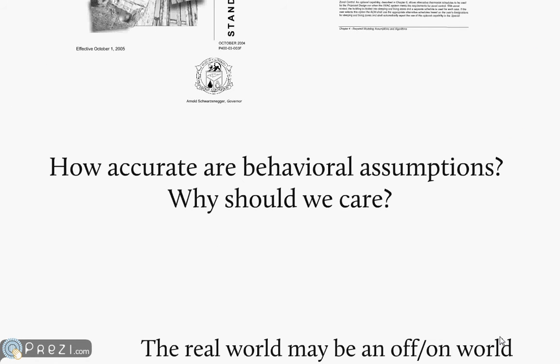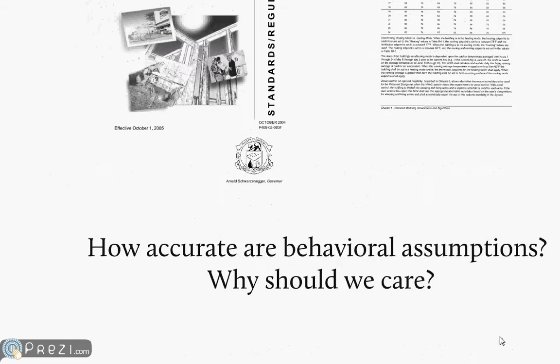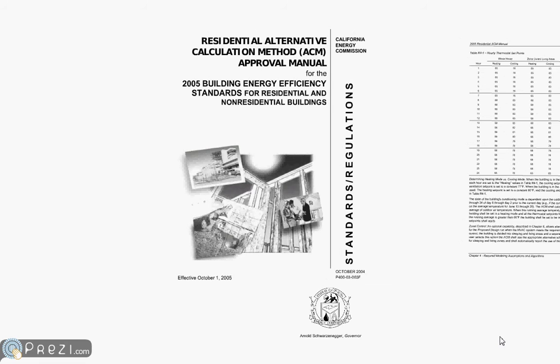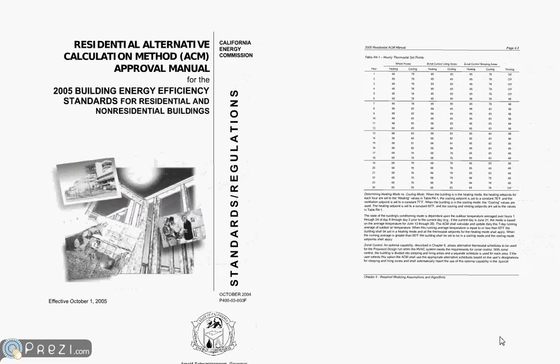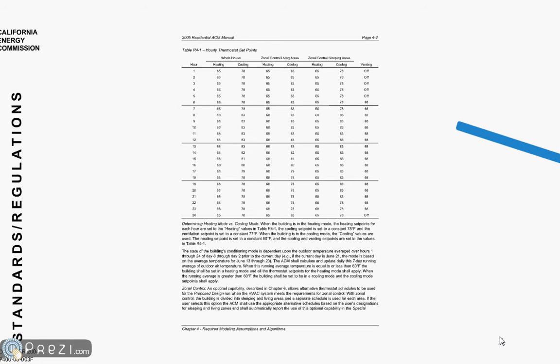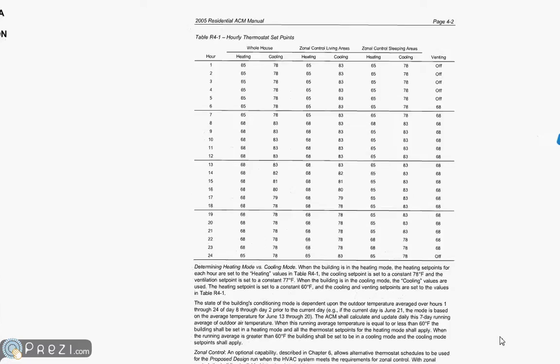Now, there are some assumptions that are in common use for these building energy simulations, and one of the ones that people make most frequent reference to is the residential alternative calculation method, ACM, which is used for Title 24. And in particular, you'll find out in one of the appendices the hourly thermostat set points. And what we want to focus on is exactly how regular these things are.